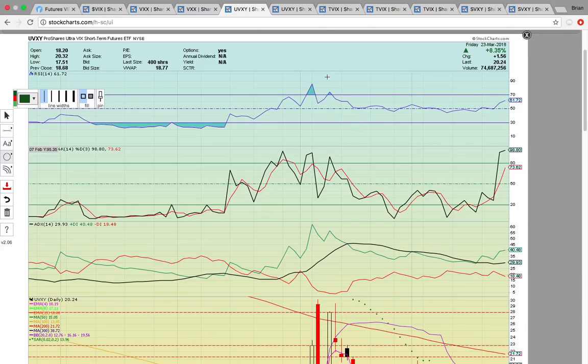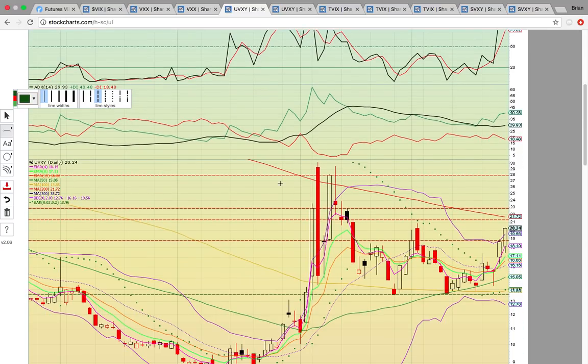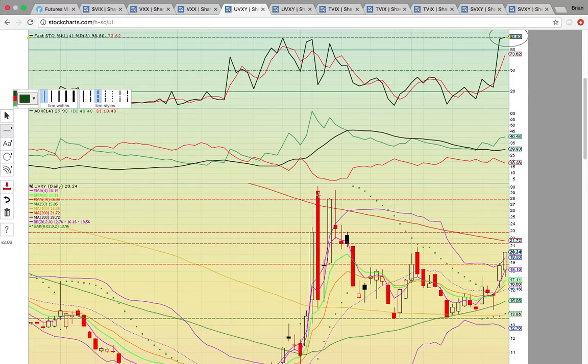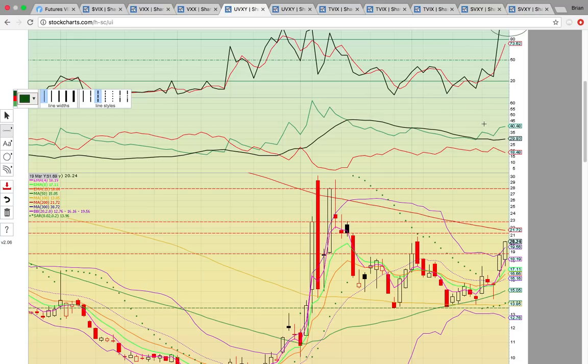Okay, UVXY. This is the ProShares Ultra VIX Short-Term ETF, and people trade options through UVXY. You can see here it's at 61 on RSI. Fasto's up here at 98, so it's temporarily overbought. If you look at previous times that it's hit this level and gotten up here, that's where it takes a little pause. The same as right here. The red candle followed after it hit this candle here, and so many times it'll take a pause once it hits this level on Fasto.